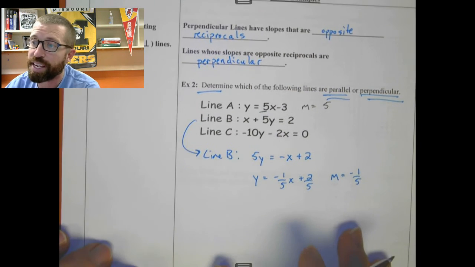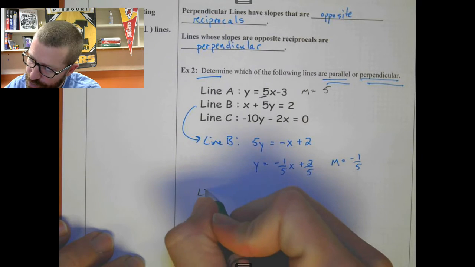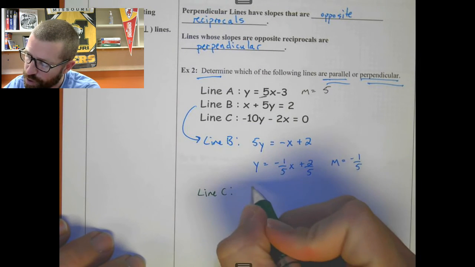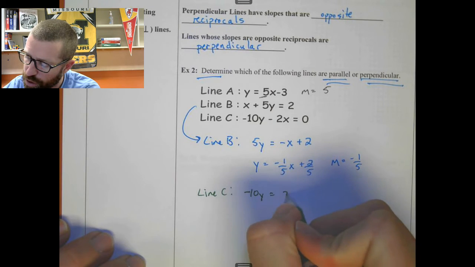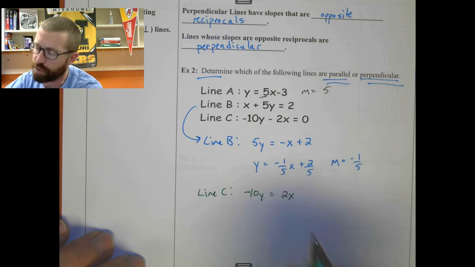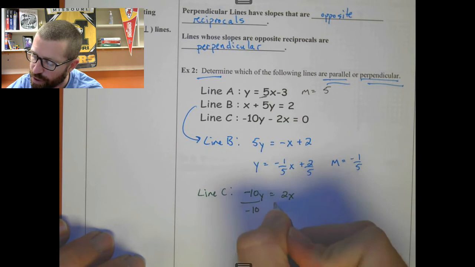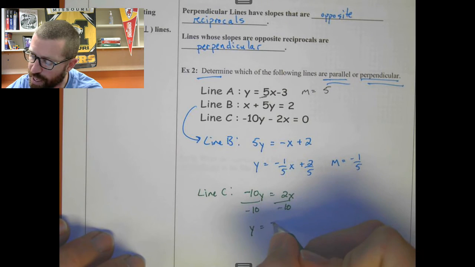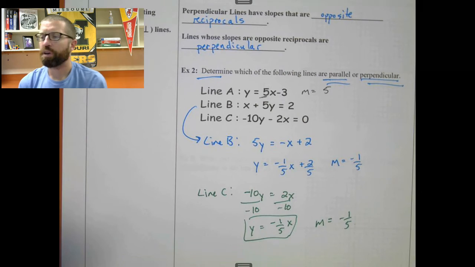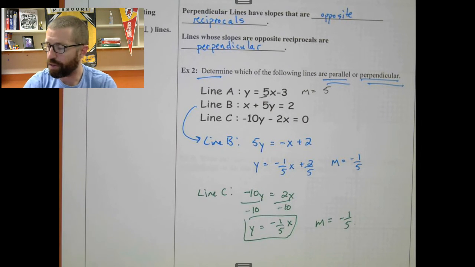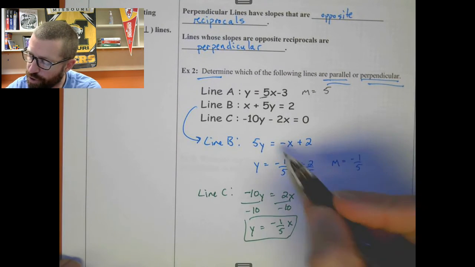And then line C, I'm going to go ahead and add 2x over to get y by itself, and then divide by -10. So y is equal to, and this reduces to -1/5. 2 goes into 10 5 times. So there's my equation. What I really want is my slope. Okay, so you can see that line B and C have the same slope.